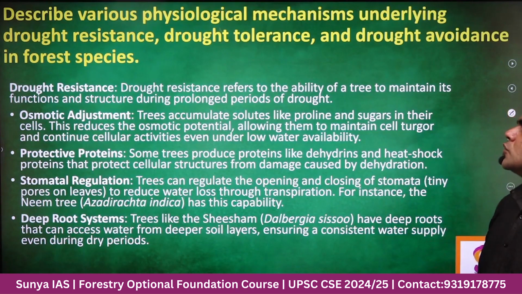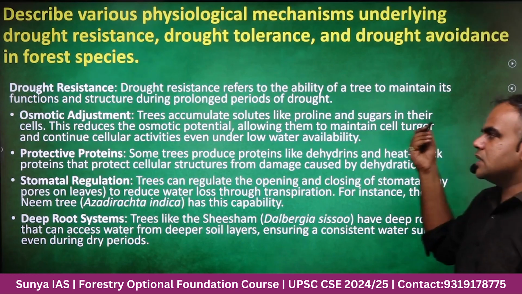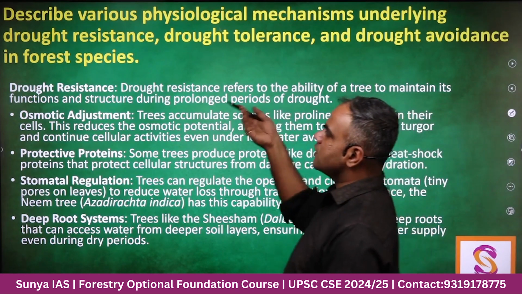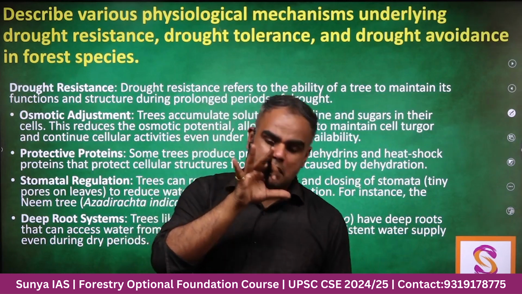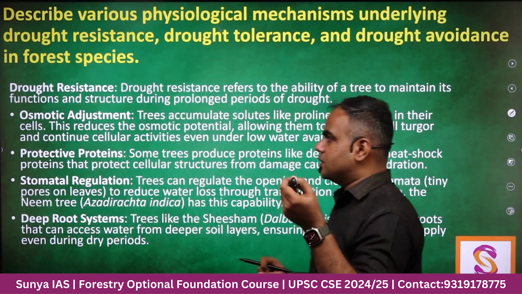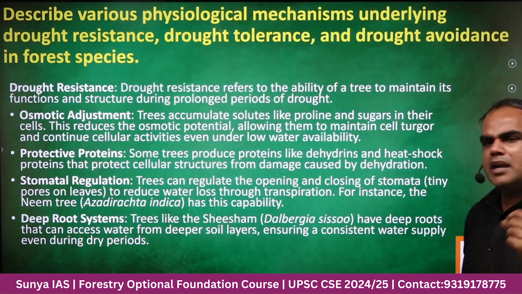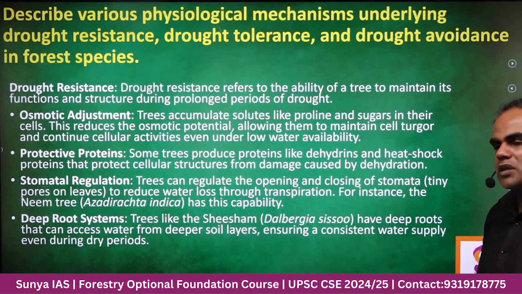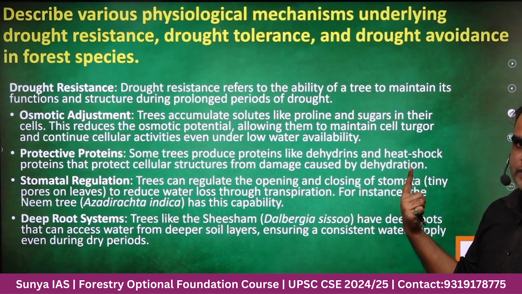Let's say drought resistance is when, if there's a drought, the forest species is still able to maintain its structure and follow its functions. So what will happen? Some of the terms, if you don't remember anything, I've already told you 3 terms. 3 things will always be in your answers: 1, root, 2nd, stomata, and 3rd is osmotic balance.